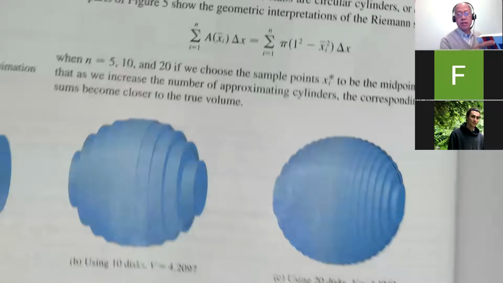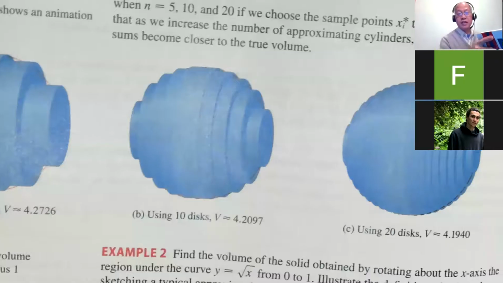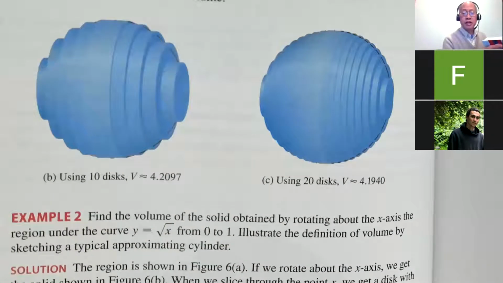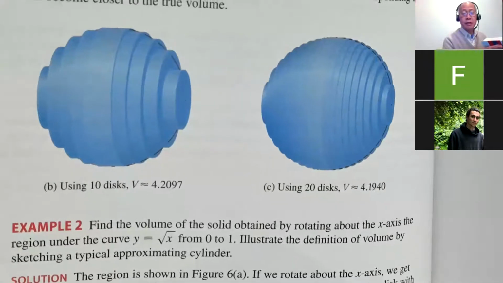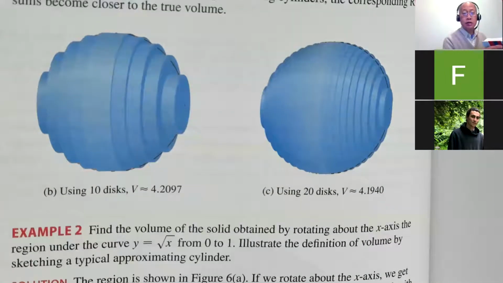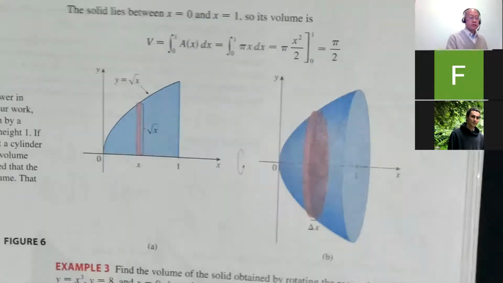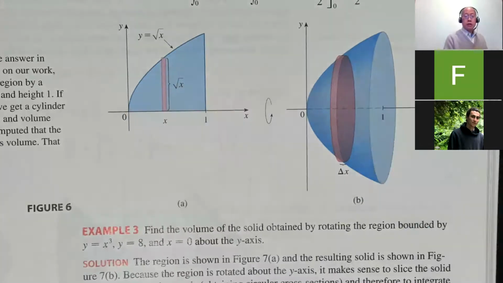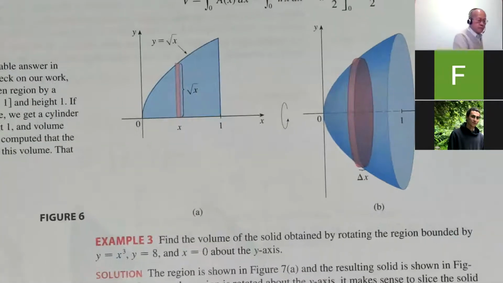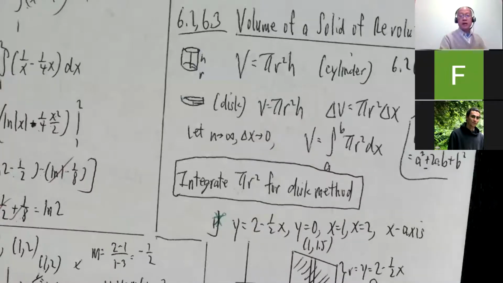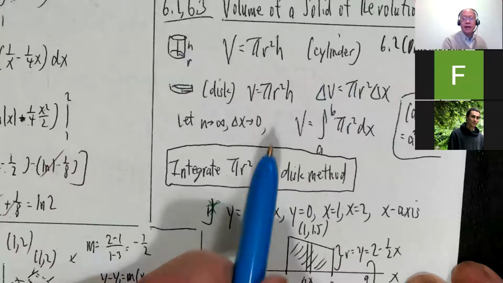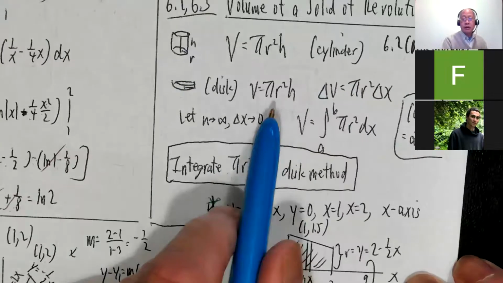So if I have a picture like this, where it's chopped up into 5 disks, 10 disks, 20 disks, right? See, it doesn't look smooth, but if n approaches infinity, the number of pieces that I chop it up into, which means delta x approaches 0, it looks more and more like what you want, which is like this. Right, so in the limit, which means we let n go to infinity, delta x approach 0, delta x becomes dx, and you integrate pi r squared.